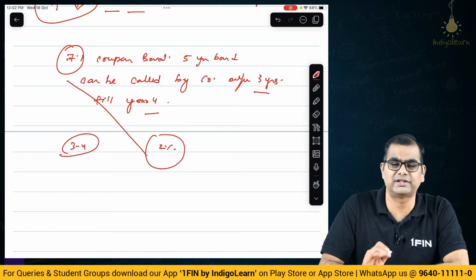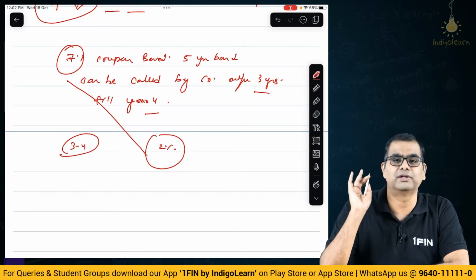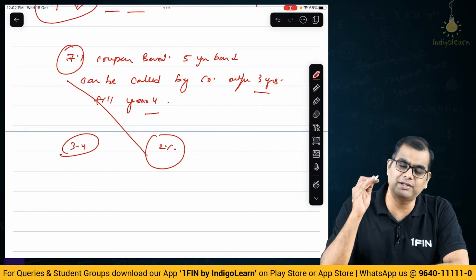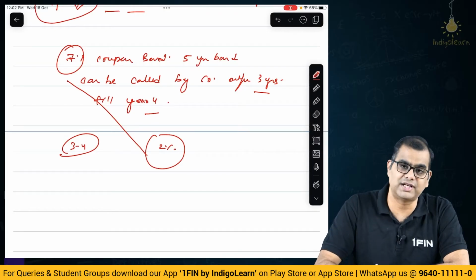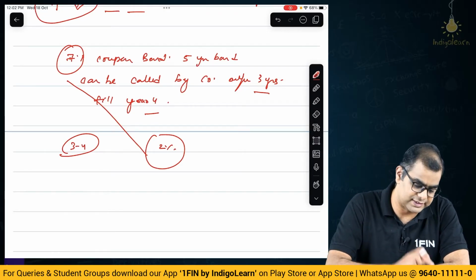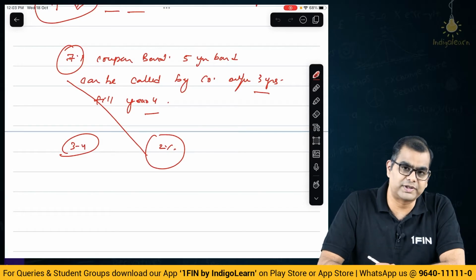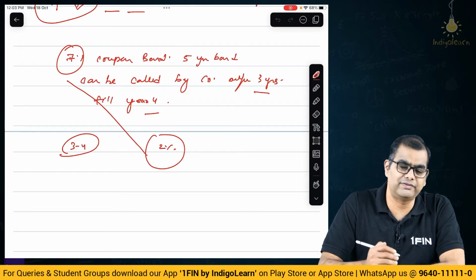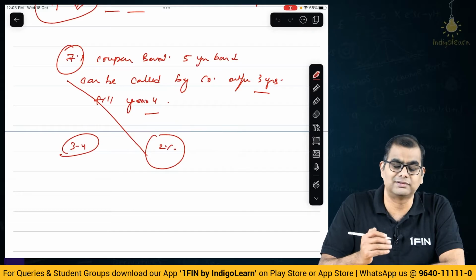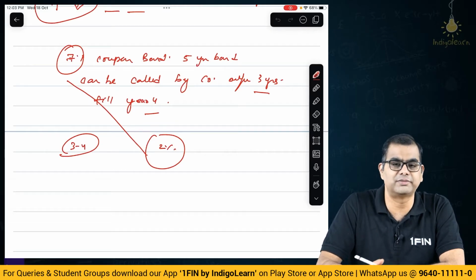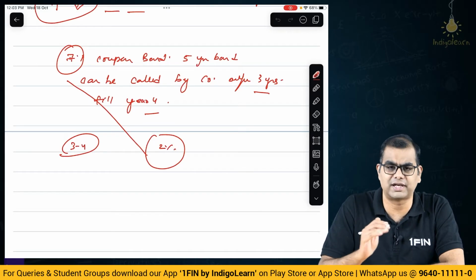So, the company will say, between year 3 and 4, I will call back the bond. I will repay the loan and borrow fresh money. So, in such kind of scenarios, how do you price the bond? Let us see. If the interest rate is 2% between year 3 and 4, the company has a right to call back the bond.